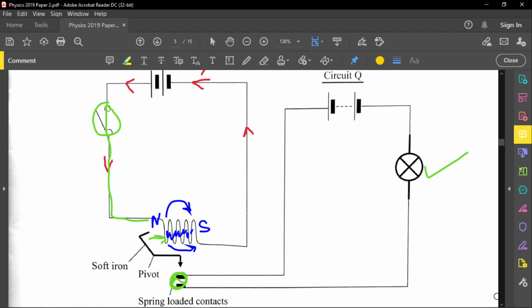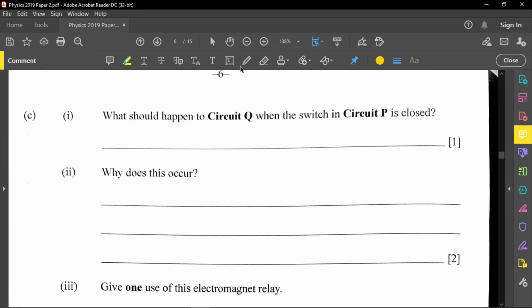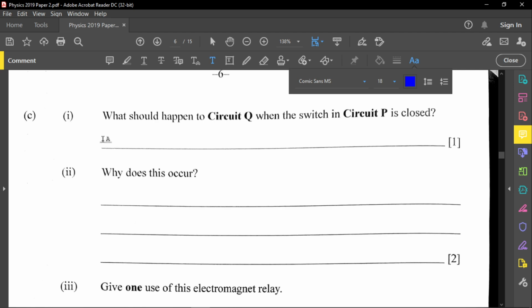Let's try to put that in some words here. Now it said that current will flow into circuit Q, which is the second circuit. So circuit Q will close and the light will be on. All right, so that will be your 1 point answer. Or simply, the light will come on.